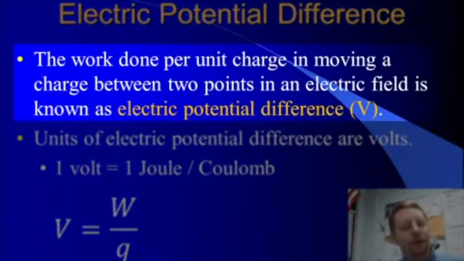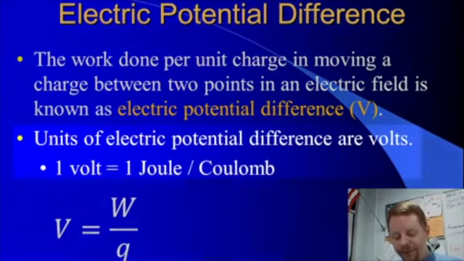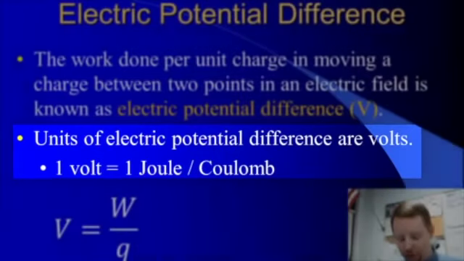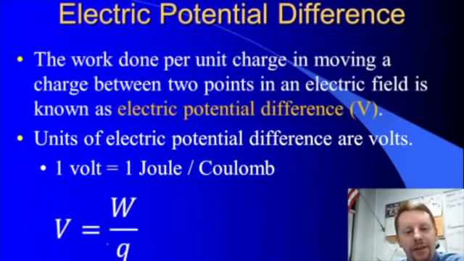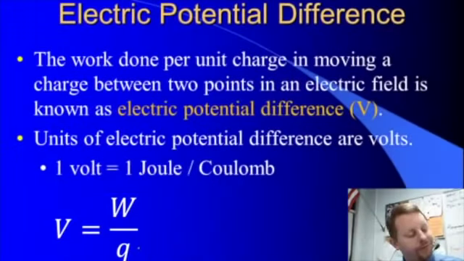The work done per unit charge in moving a charge between these 2 points in an electric field is known as the electric potential difference, and we give that the symbol capital V. The units of electric potential difference are probably familiar to you. We know those as volts. So 1 volt is equal to 1 joule per coulomb of charge. We can relate these using the formula capital V for electric potential difference is the work done, or the electric potential energy, divided by the charge in coulombs.